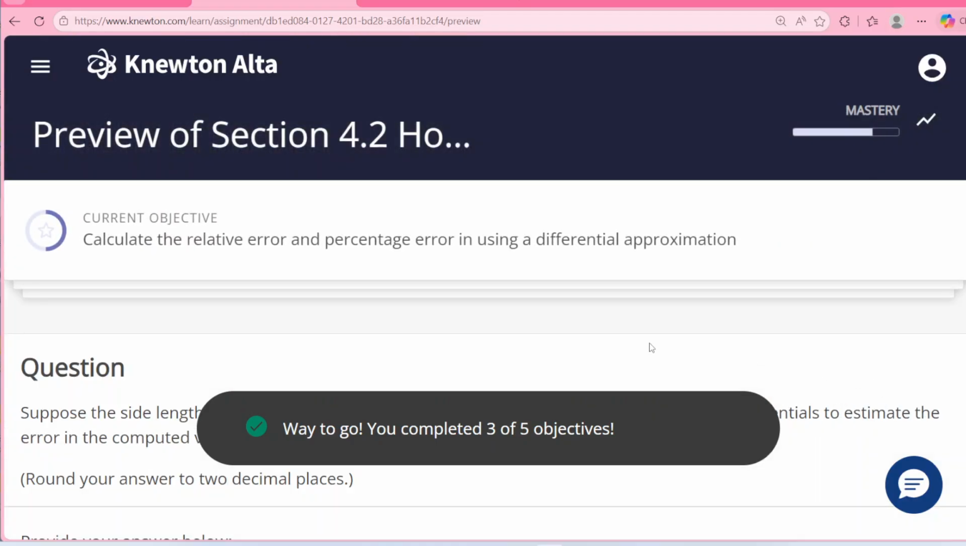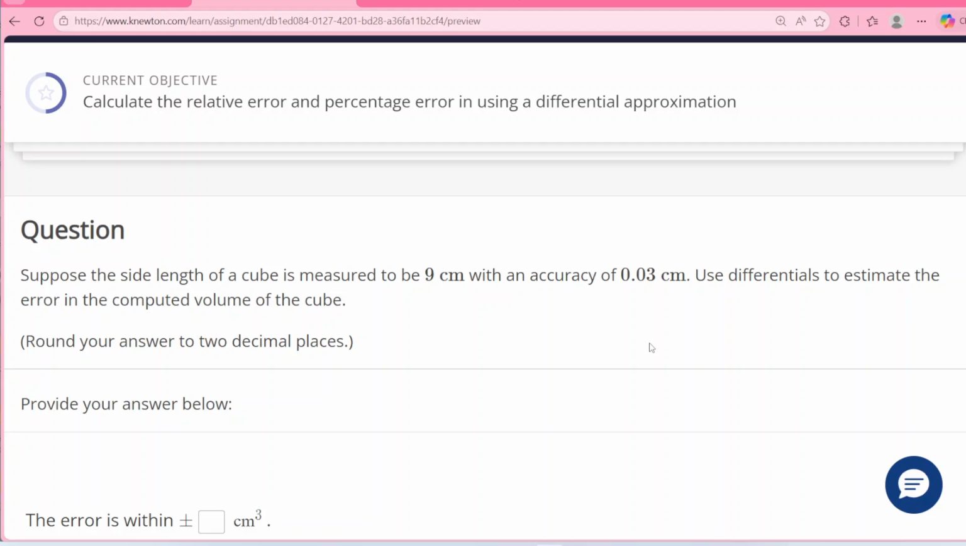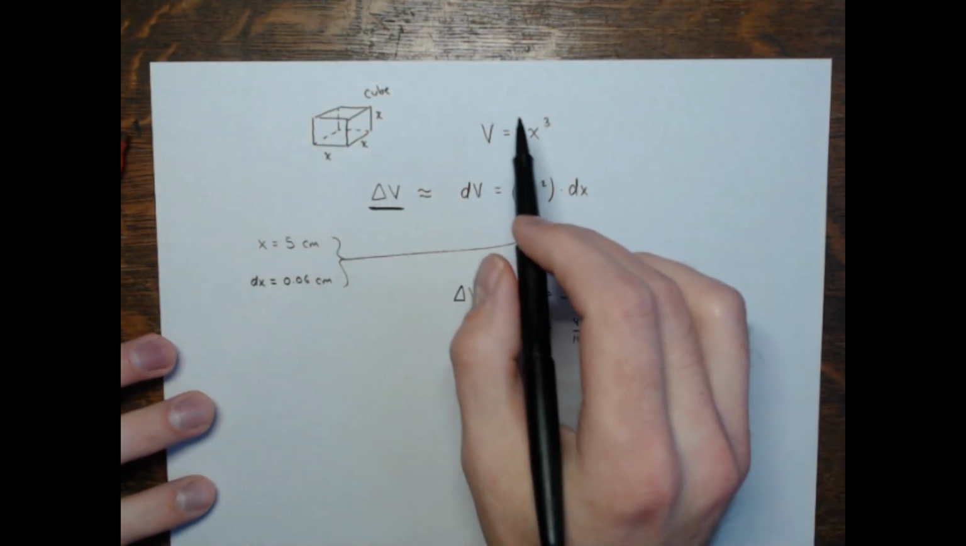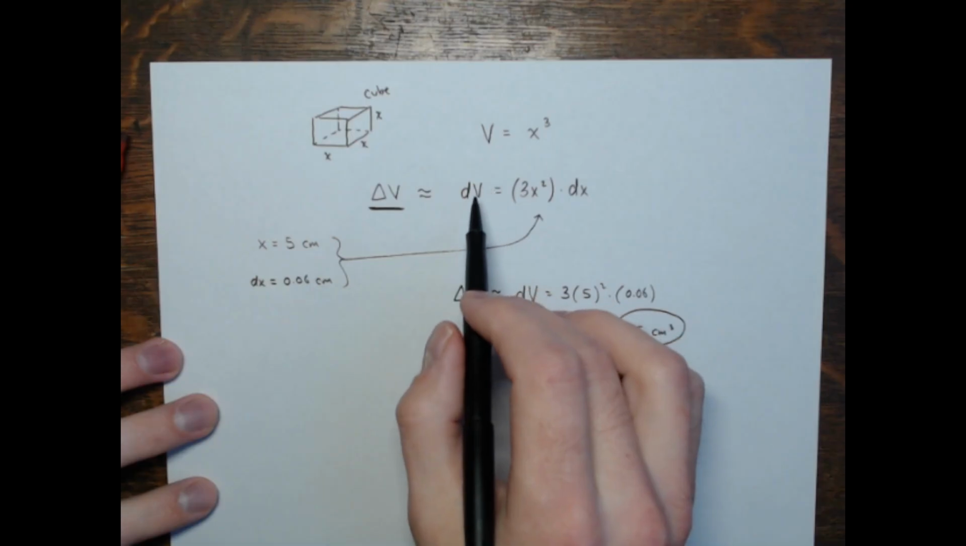Okay, and back to relative error. Once again, this is just like the cube problem from a minute ago. The side length of a cube is measured to be 9 centimeters with an accuracy of 0.03. So again, that'll be x and dx. And then we're talking about the error in the computed volume. So this is the problem from earlier. It's the same picture. Volume is x cubed.